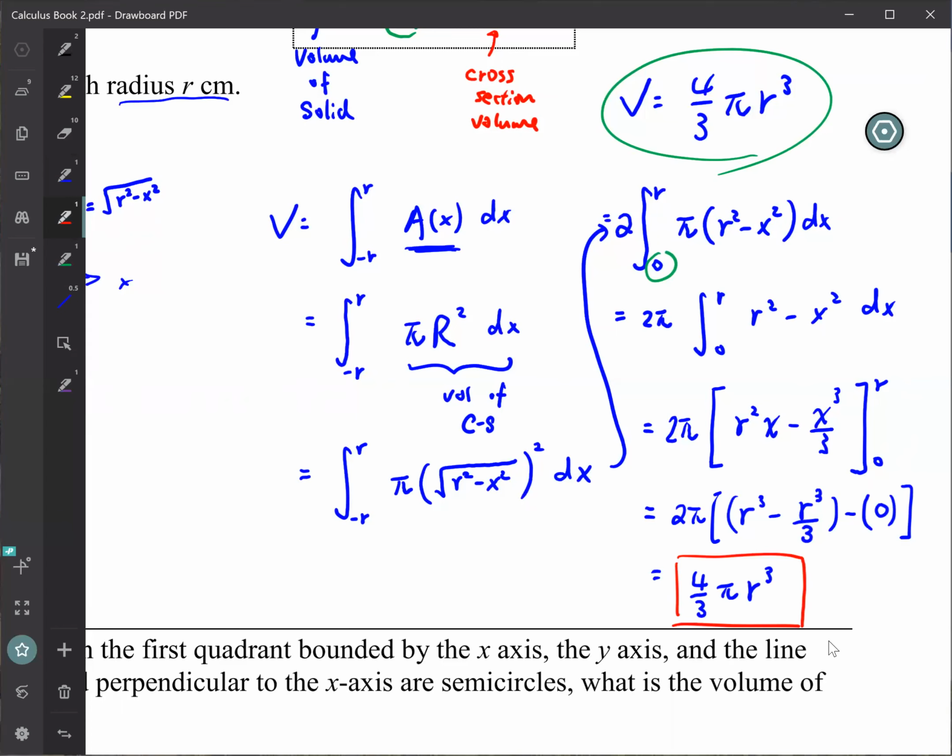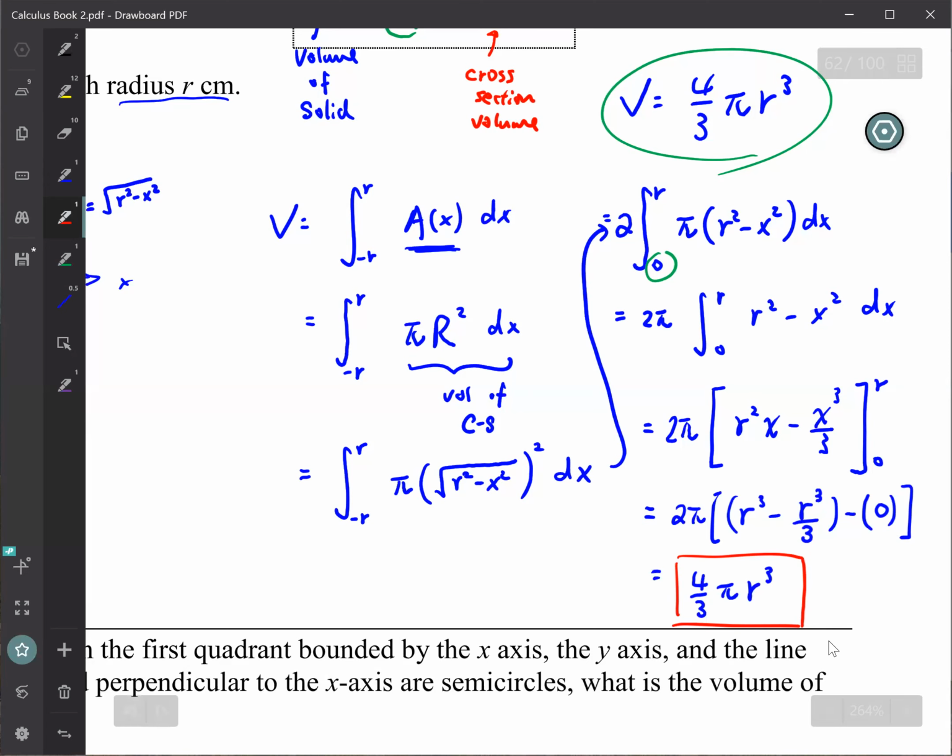Emily, any questions? No, I just forgot to change the limits, so I just have to redo what I did. Oh, the limits? You mean, because we said we'd do half, right? I forgot to change the negative r to 0. I see, yeah. So having the 0 is easier when you sub in, right? But you will still get the same answer if you do negative r to r. Okay, just a little bit more work.